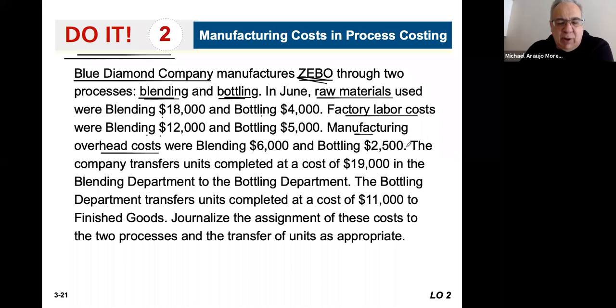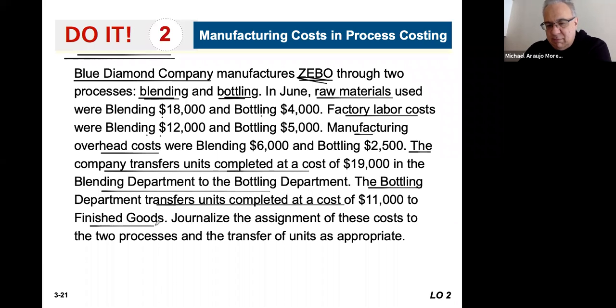Okay. So that's important information because that's what we are going to repeat in this part of the chapter, right? Assigning the costs to each department. And then, of course, at the end of that month, the company is going to transfer units from blending to bottling. So we're going to have to record that as well, right? And then, of course, the bottling department, once they're done, will transfer that to finished goods. So you see how the whole process is sort of working out. So again, they want you to journalize all of these, obviously one step at a time.